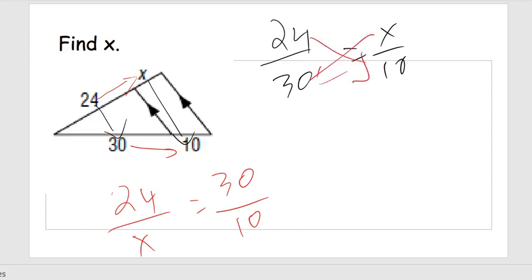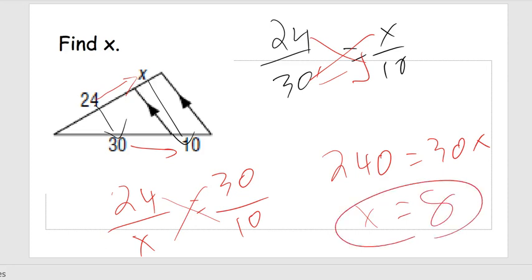Either way, if you cross multiply each one of these, you get 240. It's 30x, both of these. And then you get x equals 8. So once again, setup, there's multiple ways to do it. We talked about that in class.